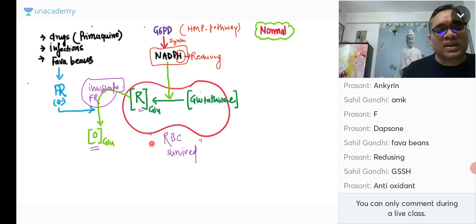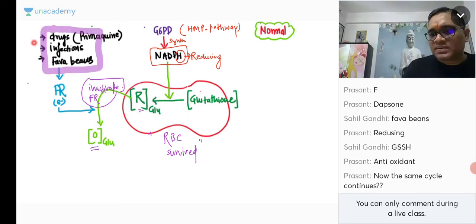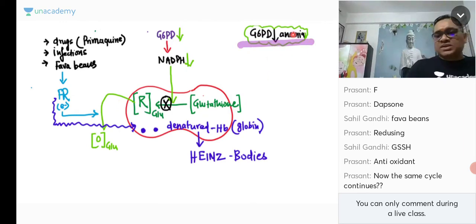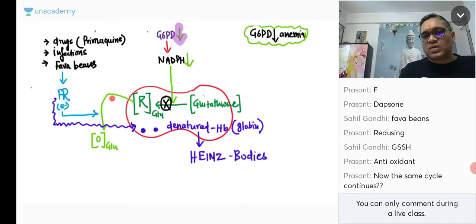So now I understood this is the normal individual. I understood the G6PD pathway: the G6PD enzyme will form a reducing substance that reduces glutathione into its reduced form. This reduced form will inactivate the free radical which has been formed by drugs, infections, or all these things, right? Now you can see the same cycle in G6PD deficiency anemia. G6PD is deficient, so NADPH is also deficient, and because of this there is reduced or no conversion of glutathione to its reduced form, right?